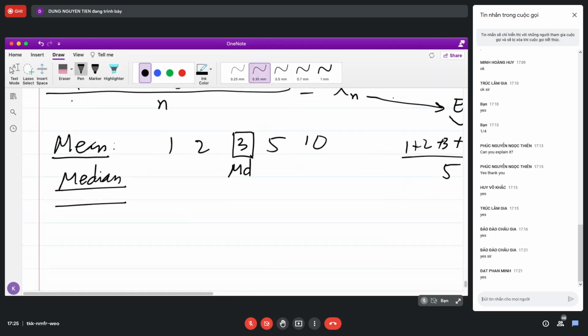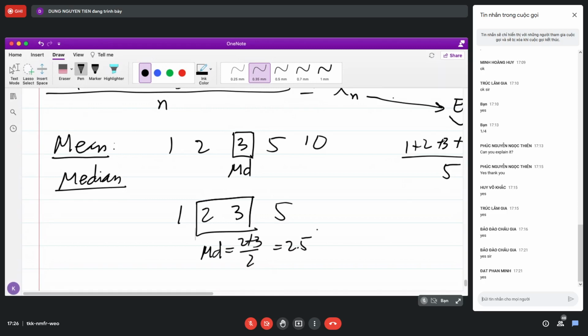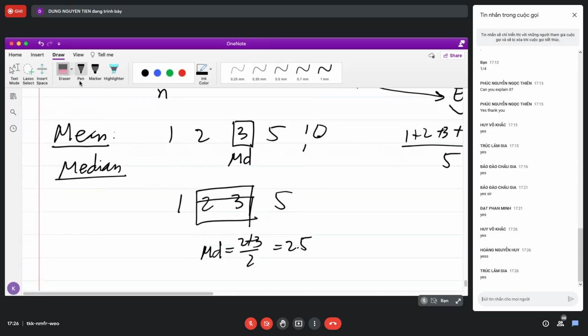Now what if there are 2 values at the middle, like 1, 2, 3, 5. Then we have 2 numbers here. Then the median is simply the average value of the 2 numbers, 2 and 3, and you get (2 plus 3) over 2, which is 2.5. Is it clear? This is the way you define the median for observations.